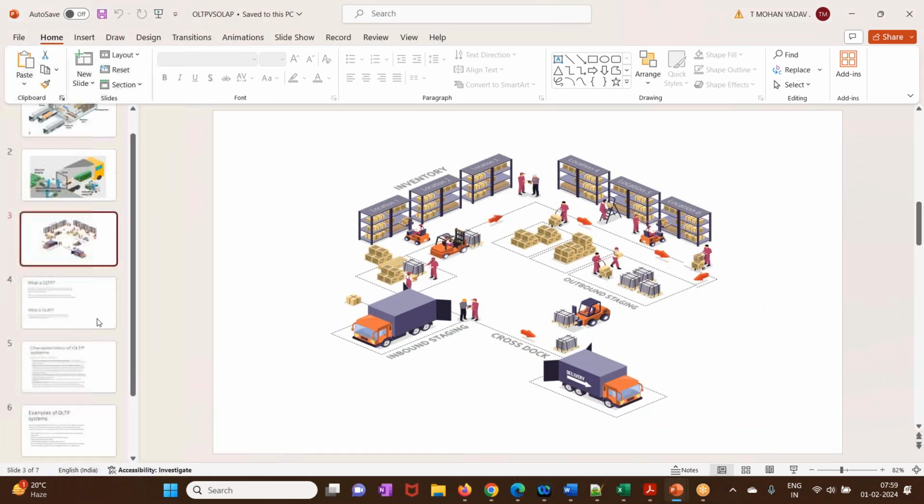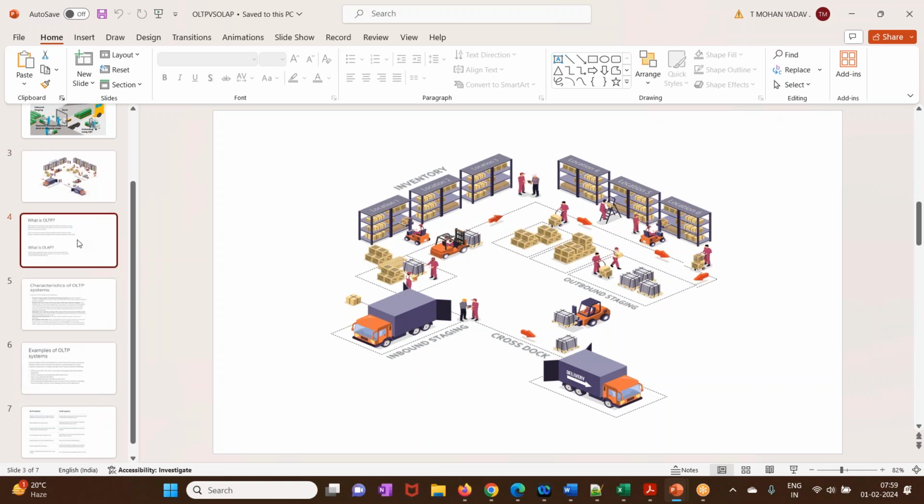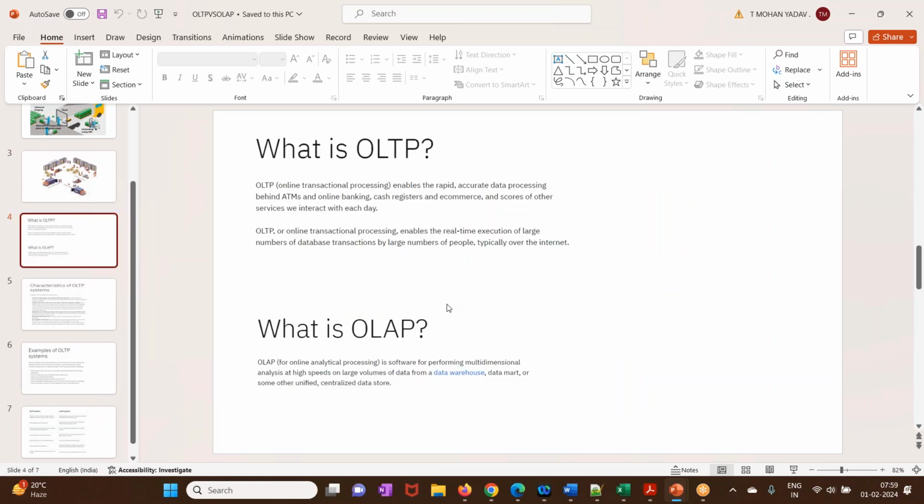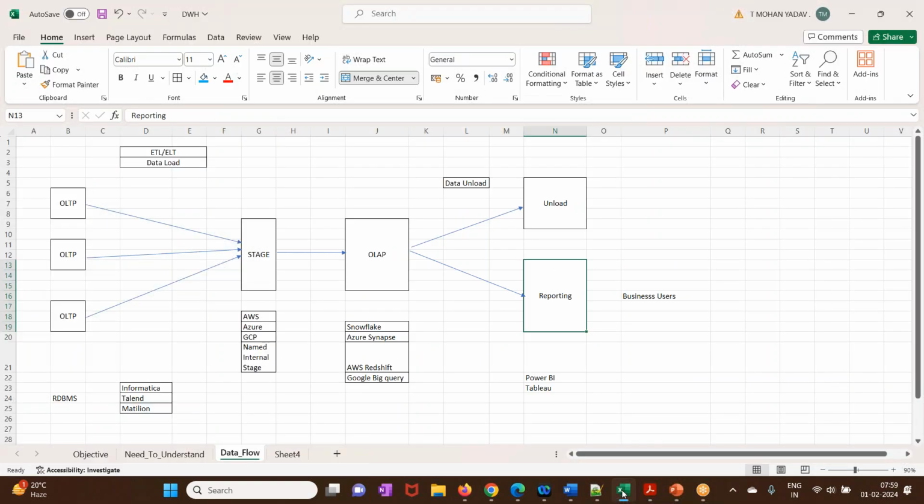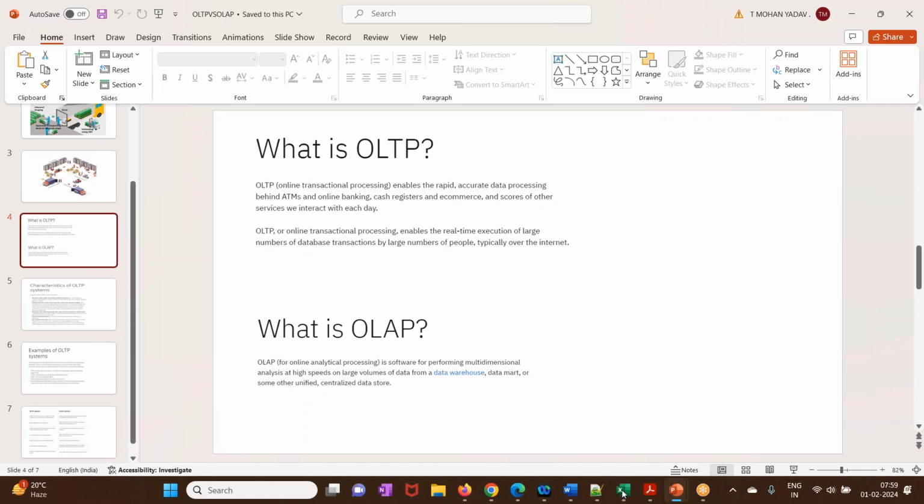The first topic we need to understand is about the OLTP and OLAP systems. Before going deep into Snowflake, we need to understand what we mean by OLTP systems and OLAP systems. Here, OLTP stands for Online Transaction Processing and OLAP stands for Online Analytical Processing. TP stands for Transaction Processing, AP stands for Analytical Processing.